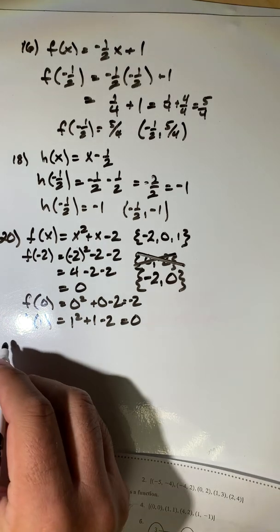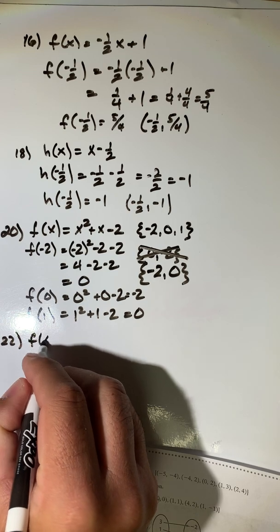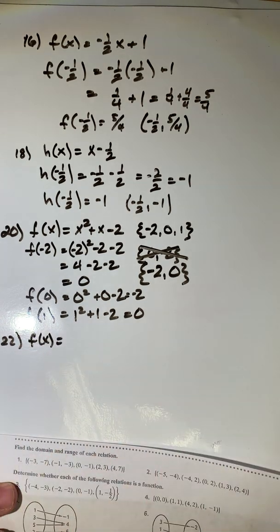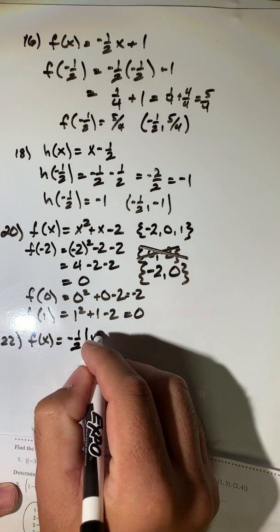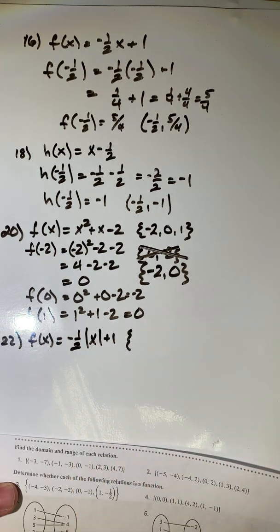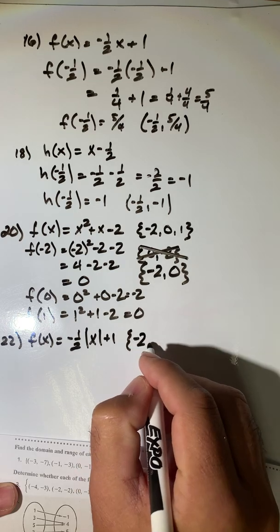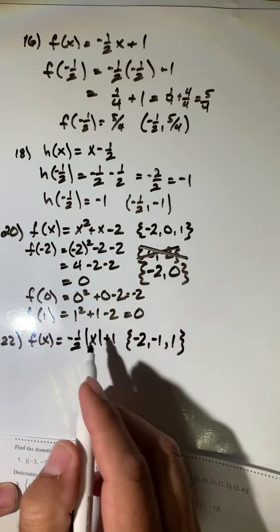22 says f of x equals negative 1/2 times the absolute value of x plus 1. Negative 1/2 times the absolute value of x plus 1. And again, we're restricting the domain so that it's negative 2, negative 1, and positive 1. So we're just going to substitute those in.